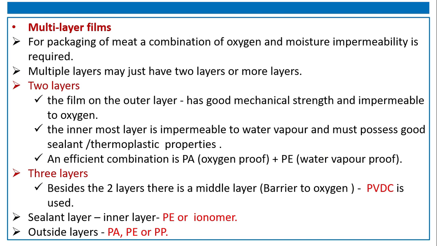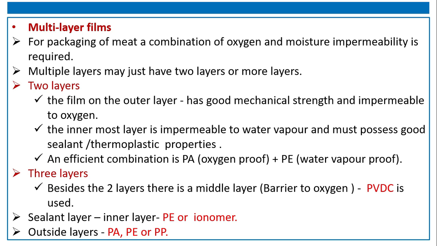Multi-layer films for packaging of meat: a combination of oxygen and moisture impermeability is required. Multiple layers may have just 2 layers or more than 2 layers. With 2 layers, there is a film on the outer layer and a film on the inner layer. The outer layer has good mechanical strength and is impermeable to oxygen. The innermost layer is impermeable to water vapor and must possess good sealant and thermoplastic properties. It is an efficient combination of PA and PE.